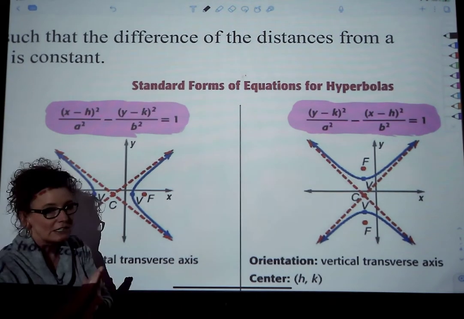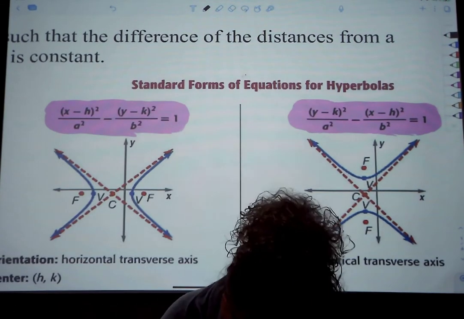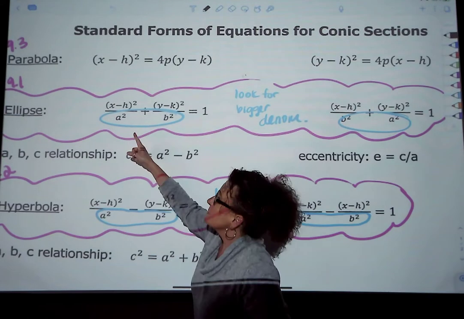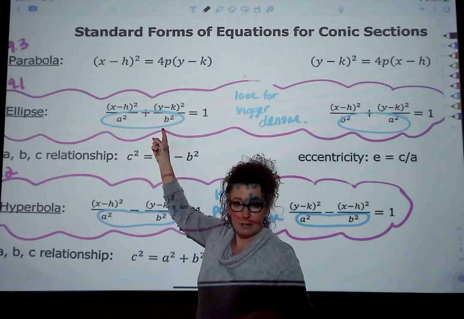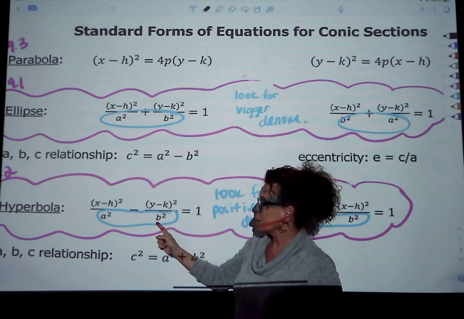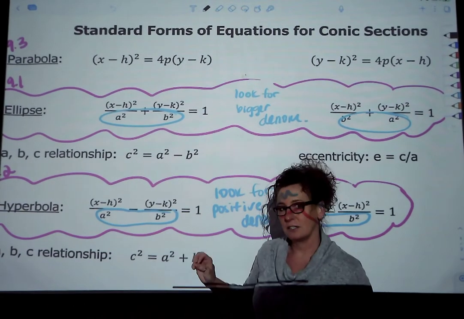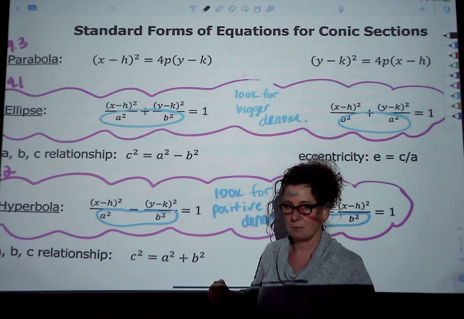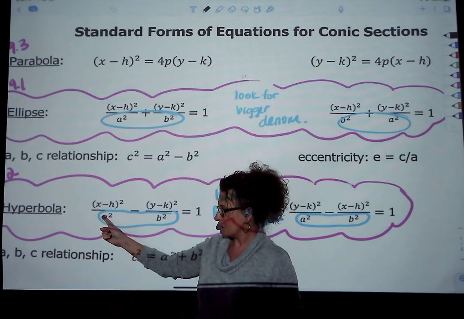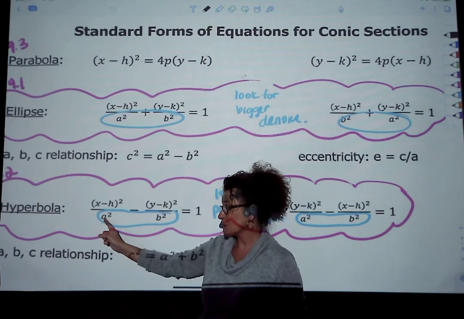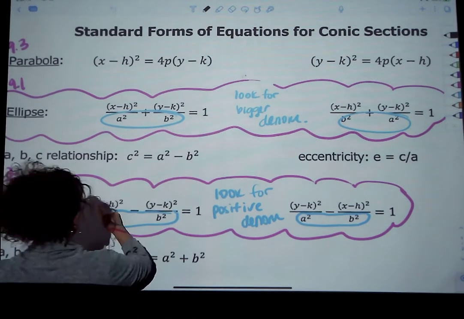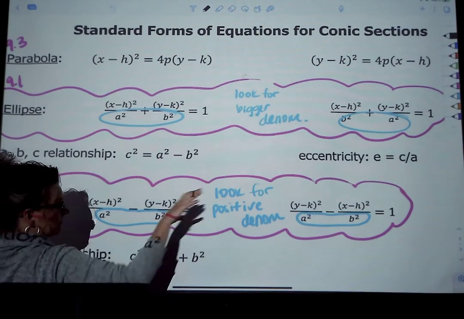And remember, in an ellipse, I told you, you look for the larger of the two denominators, and that tells you which way it opens. Not in a hyperbola. In a hyperbola, you're going to look at the positive of the two denominators. So this one's positive. How do I know? Because there's nothing out in front. This one's positive, thus the hyperbola is going to open this way.